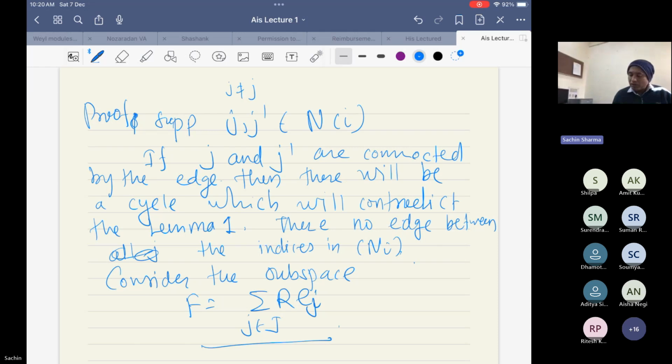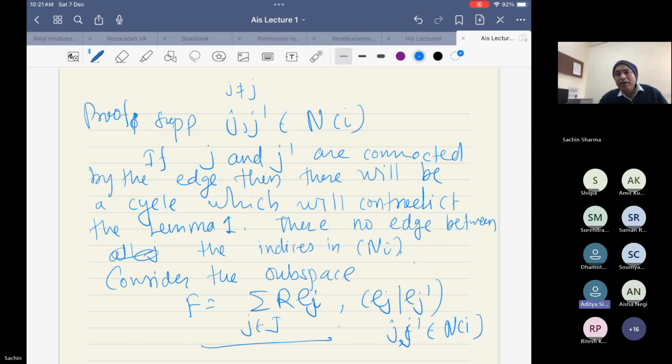Okay. So what is the inner product between EJ and EJ prime when J and J prime belong to Ni? Yeah, Suman, what will be the inner product? Cos of pi... No, see, there is no edge. So what can you say?